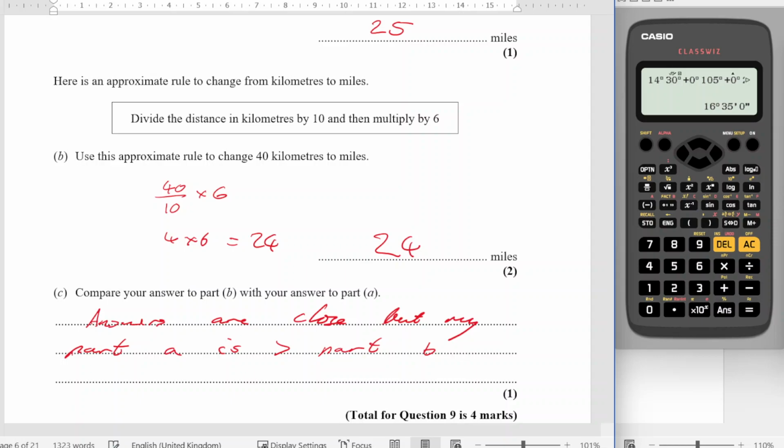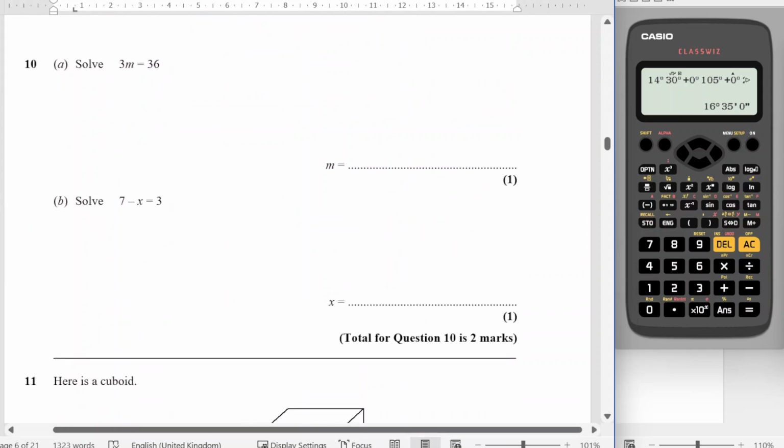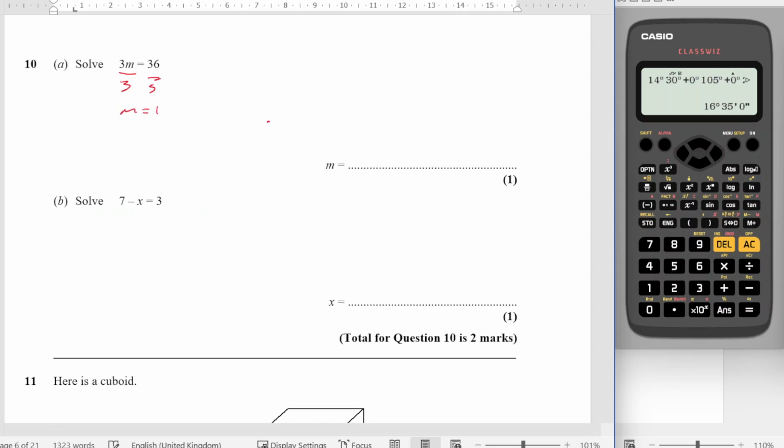So answers are very close, but my answer to part A is greater than my answer to part B. Question 10, solve. So for this, I'm going to divide both sides by 3. So m would be equal to 12.